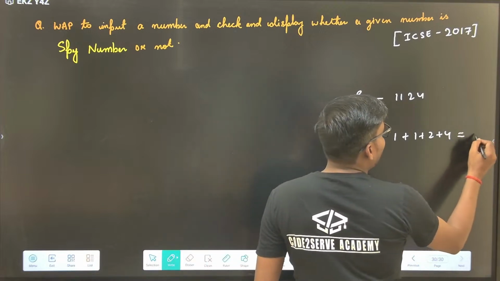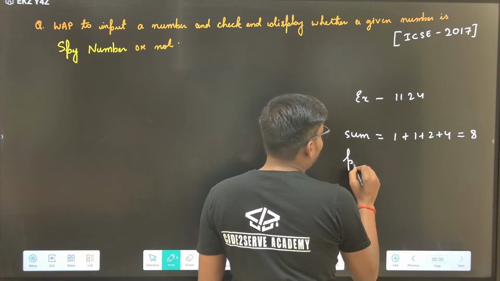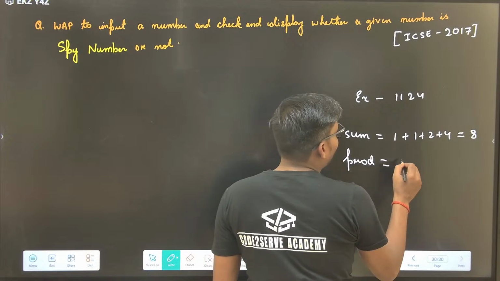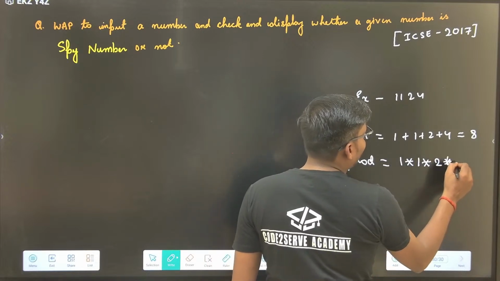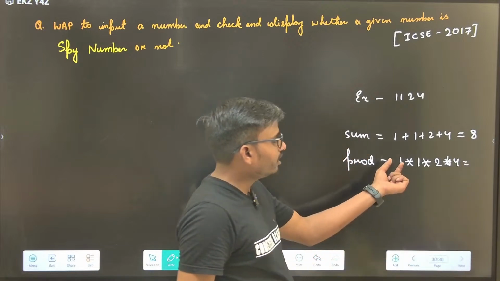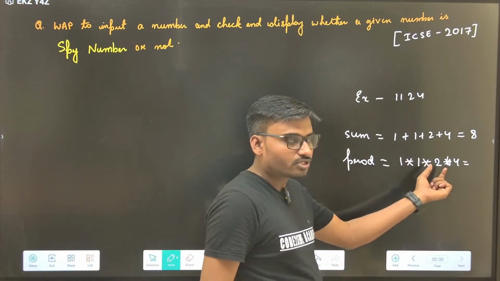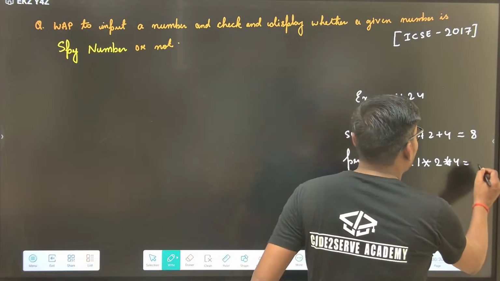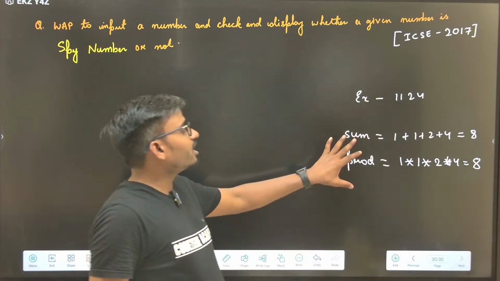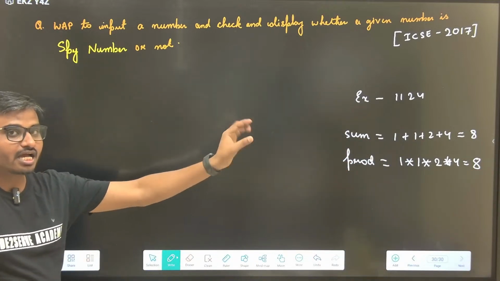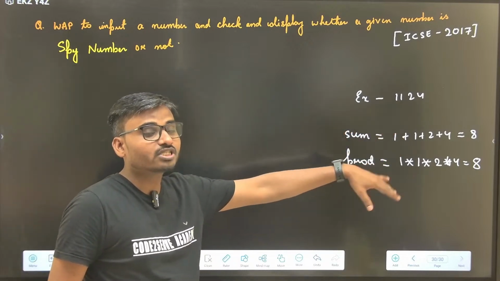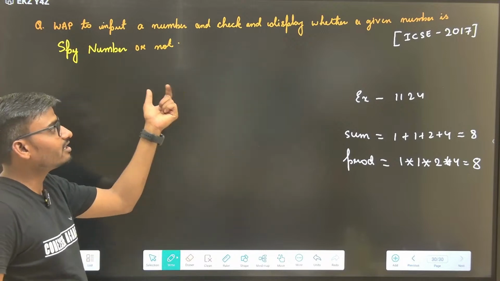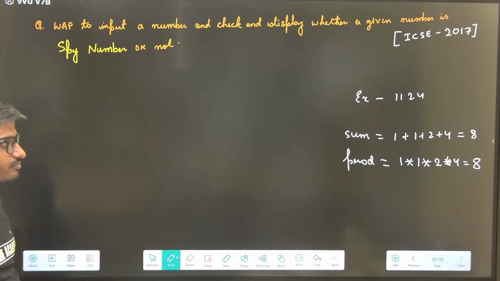So the sum is 8, and if you try to find the product, it will be 1 into 1 into 2 into 4. So what will happen? 1 into 1 is 1, and into 2 is 2, into 4 is 8. So when the product of all its digits and the sum of all its digits are both equal, then we say that number is an SPI number.